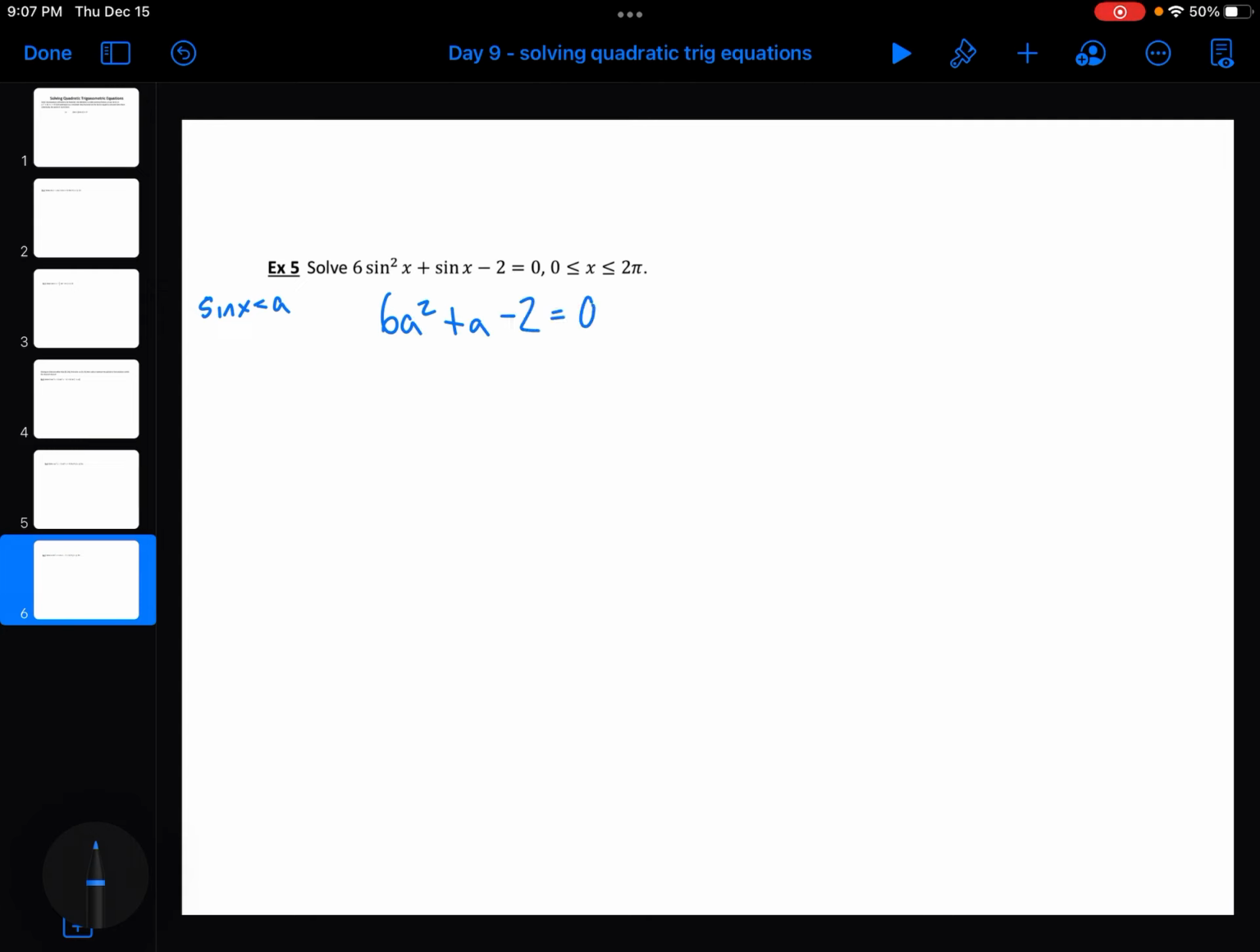Some of you might still struggle with it. You could do decomposition. You could even do quadratic formula if you really want to. But if you factor this out, you're going to get 3a plus 2 and 2a minus 1. 3a times 2a is 6a squared. 2 times -1 is -2. And then I would get 4 minus 3, which would be my 1a in the middle. Now all I'm going to do is switch everything back to sine x. So I get sine x plus 2, and then 2 sine x minus 1 equals 0. And now I'm going to work through.